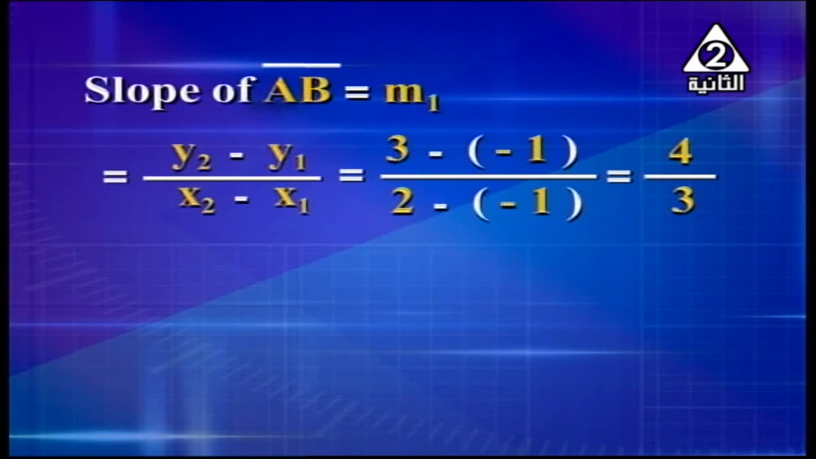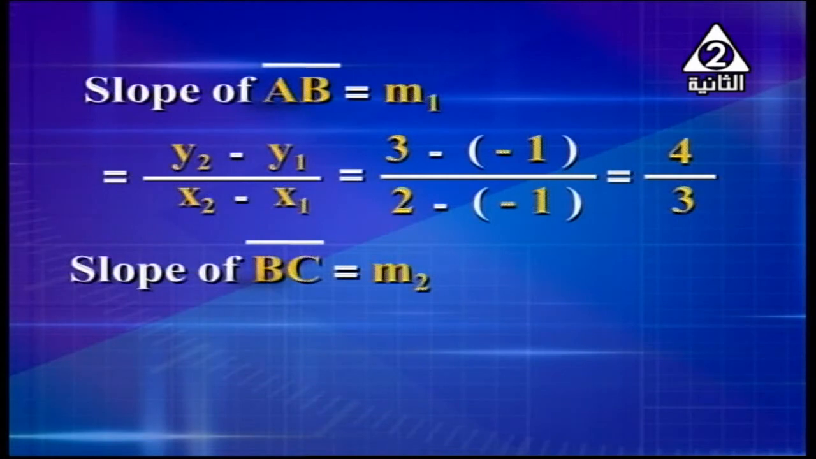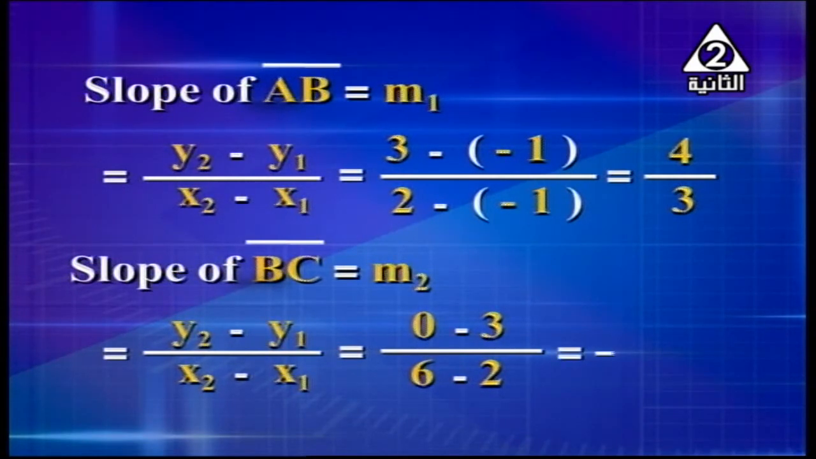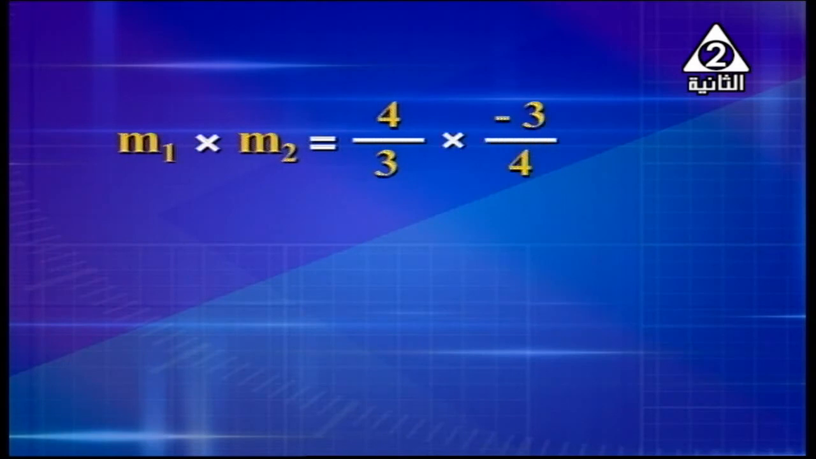Then what about the slope of BC, which is M2? Yes, M2 equals y2 minus y1 over x2 minus x1. Substitute by the points B and C. So it is 0 minus 3 over 6 minus 2, to obtain a result as -3 over 4. Then try to find the product of M1 and M2. So M1 times M2 equals 4 over 3 multiplied by -3 over 4, to obtain a result as -1.